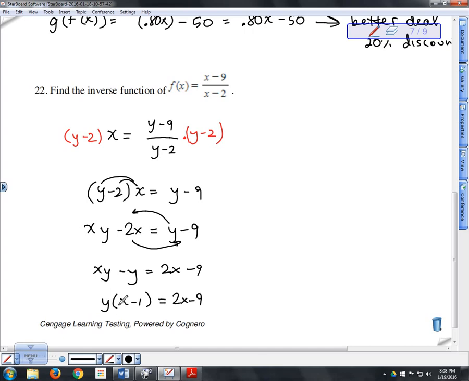And now I have a single y. Here I had two y's, now I've got a single y. But the y is multiplying x minus 1, so I need to divide by x minus 1. And now we have y by itself, so that's the inverse. F inverse is 2x minus 9 over x minus 1.